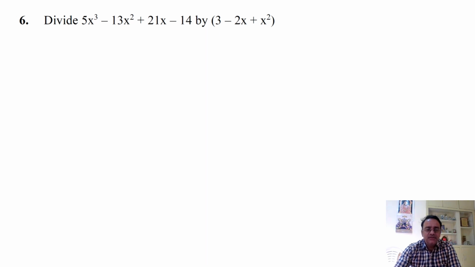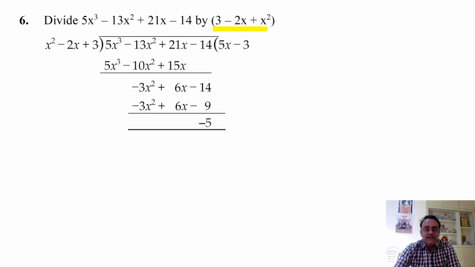Now sixth question: divide 5x cube minus 13x square plus 21x minus 14 by 3 minus 2x plus x square. So first of all, we will write 3 minus 2x plus x square in standard form. Standard form में लिखेंगे तो कैसे होगा, x square minus 2x plus 3. Okay, so इसको standard form में लिखने के बाद now we will divide. So after dividing, what we are getting, the quotient is x minus 3 and the remainder is -5.